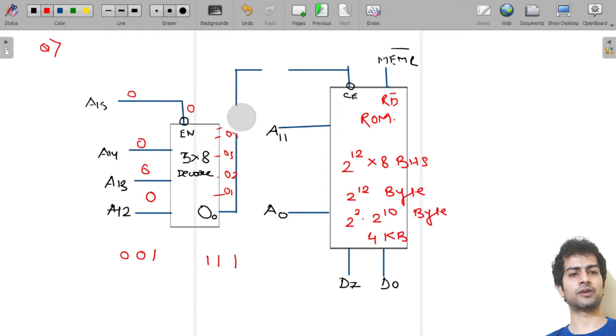This all we have seen also in digital. So I think that you can easily correlate. You will not get confused. Very simple, basic digital concepts. So we require O0, so we will have to put 0, 0, 0 here. If we would have required O8, then we would have put 1, 1, 1 here.